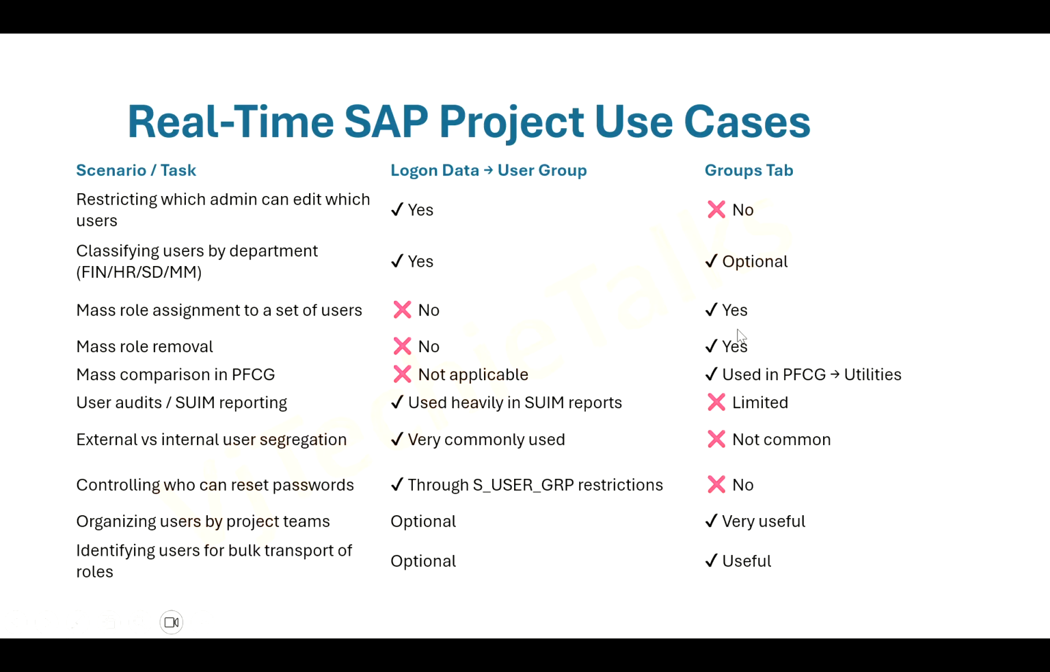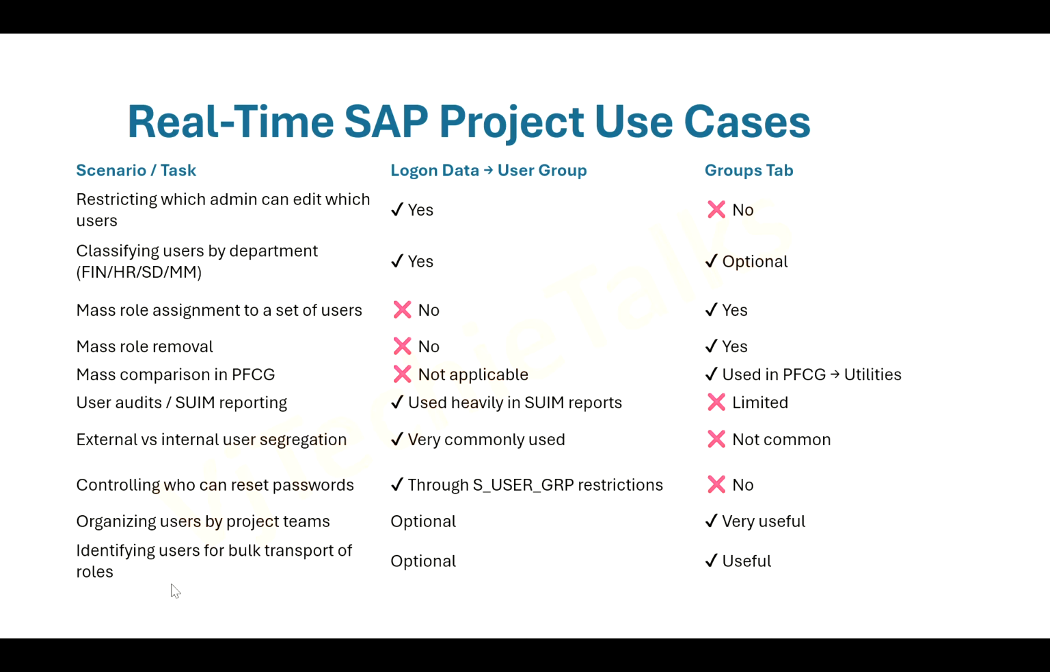Mass role removal not possible here. It is yes. Mass comparison in PFCG not applicable. User comparison in PFCG utilities, we can do that. User audits or SUIM reporting: it is used heavily in SUIM reports, but that is limited. Likewise, external and internal user segregation is very commonly used, not common. Controlling who can reset passwords through the authorization group, we can restrict that; here not possible. Organizing users by project teams, optional, very useful. Identify users for bulk transport of roles, optional but useful.